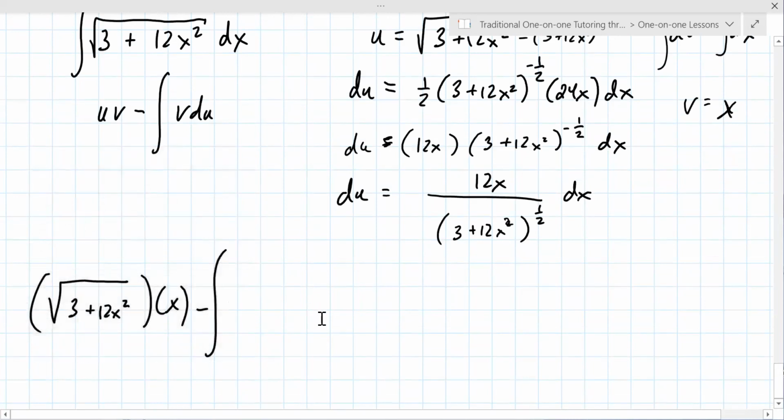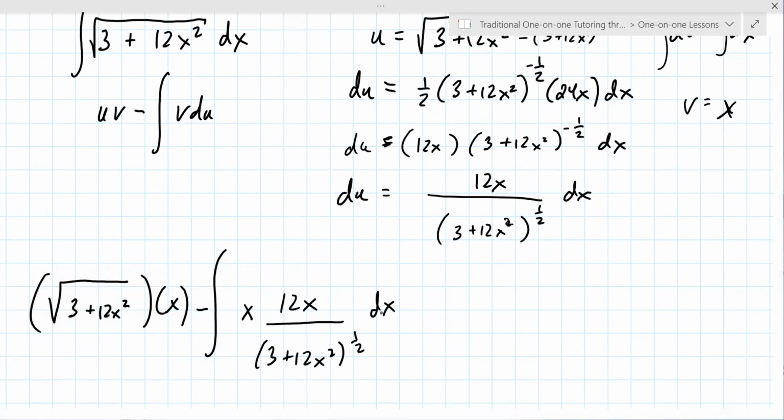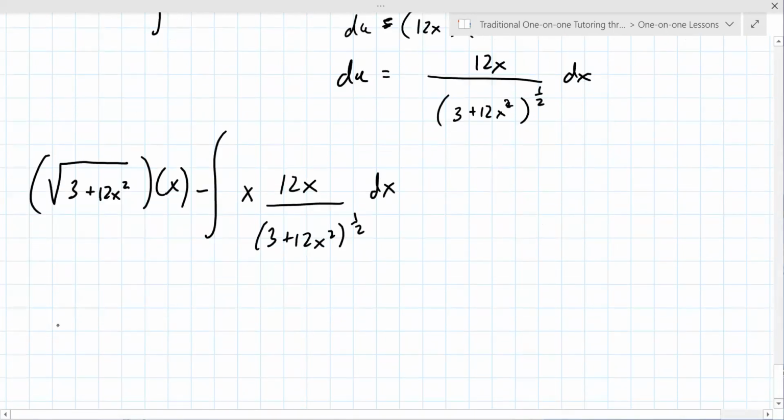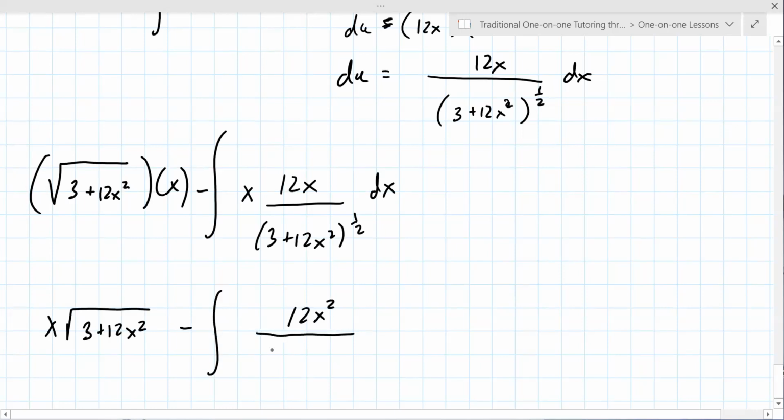So now it's minus integral v du. So your v du is x times 12x over 3 plus 12x squared to the 1/2 power dx. Okay, so on the right-hand side, it's x square root of 3 plus 12x squared minus integral 12x squared over 3 plus 12x squared to the 1/2 power dx. X times x gives you x squared.